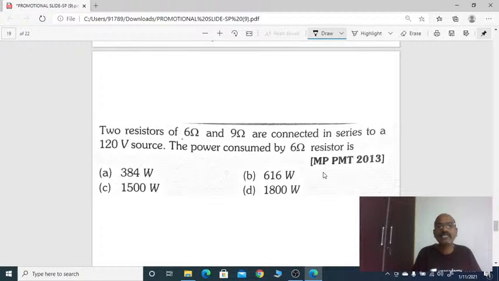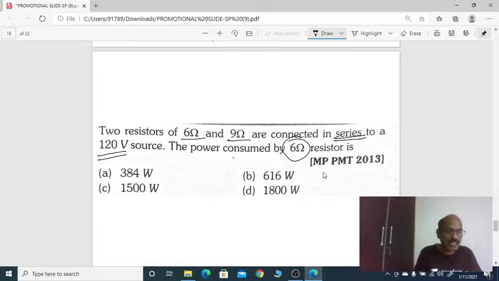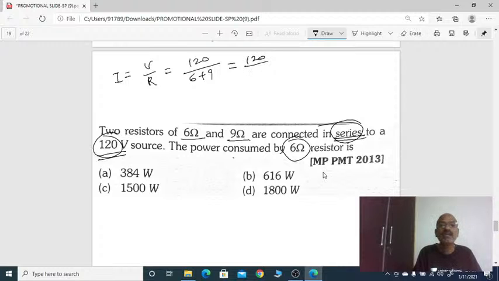Two resistors, 6 ohm and 9 ohm, are connected in series to 120 volt. How much power is consumed by the 6 ohm resistor? We know current equals V by R. What is the voltage given? 120 volt. What is the total resistance? Two are connected in series, and series means 6 plus 9, because the total resistance is the sum in a series connection. So 120 by 6 plus 9, which is 15, you will get 8. Current is 8 ampere.